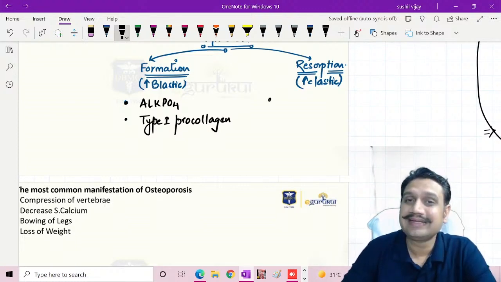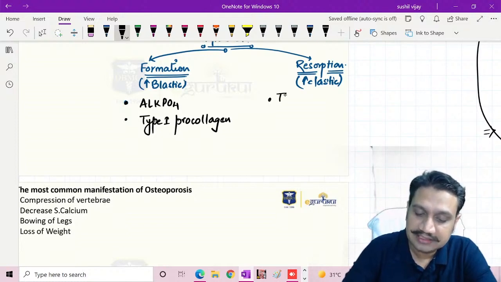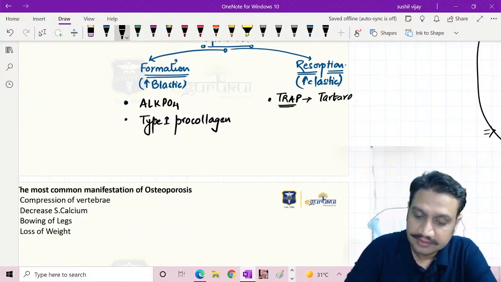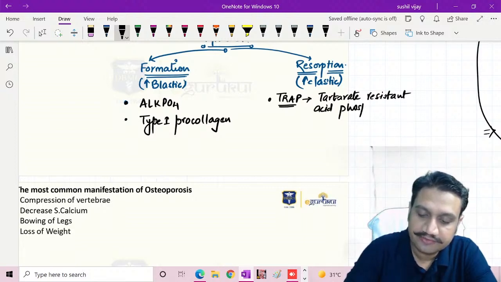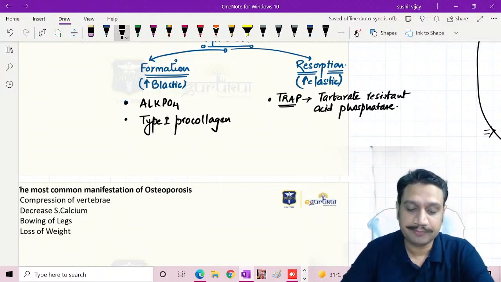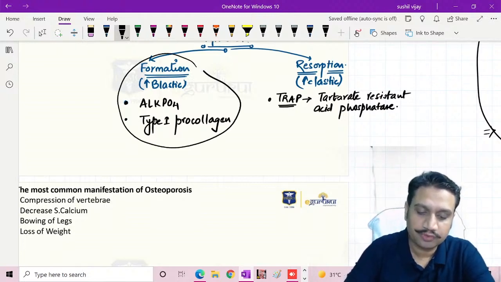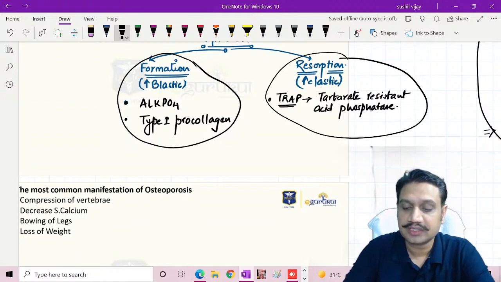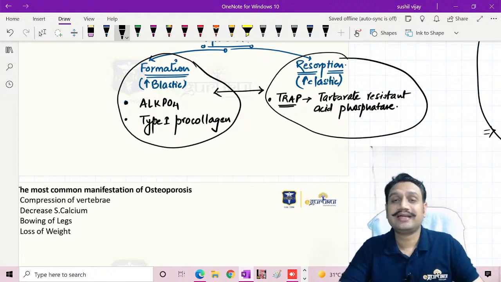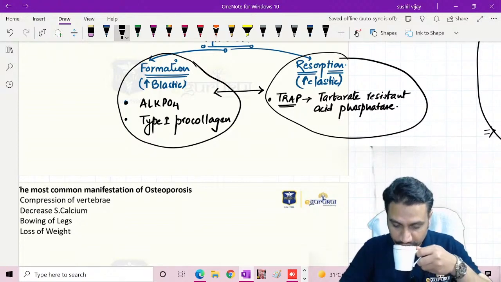Right. So, resorption, the increase in clastic activity means what all will be increased? The most important marker is TRAP. What is TRAP? TRAP is tartrate resistant acid phosphatase. Okay, so it is tartrate resistant acid phosphatase. Got the point? So, this is very, very important, right? So, whenever there will be increase in the bone formation, whenever there is increase in the bone resorption, how will you come to know? You will have to check these things in the serum. You take a blood sample and you have to evaluate this. This is what you have to do.